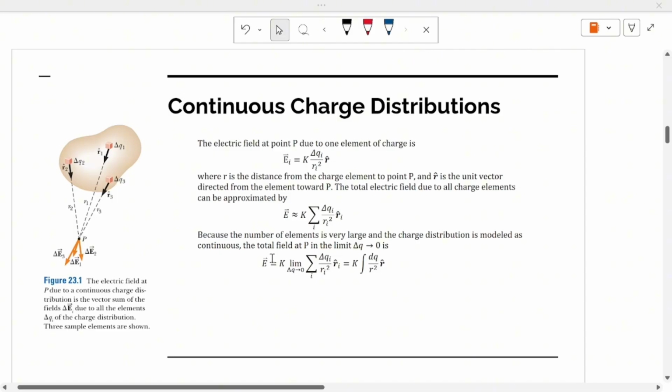And what we do to change our expression into an integral is we allow delta Q to go to 0, which by the definition of an integral gives the new expression for the electric field to be equal to K, Coulomb's constant, times the integral of dq over r squared, where r is again the distance from our elemental charge to our point. Which may seem weird because you're integrating distance with respect to charge, but when you're evaluating this integral, you're probably going to rewrite r and q as functions of the same variable.